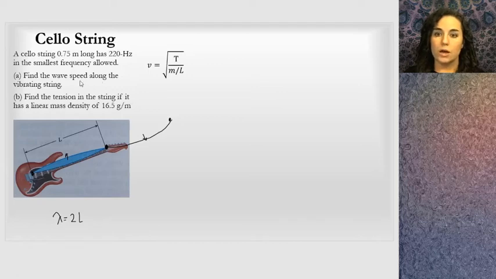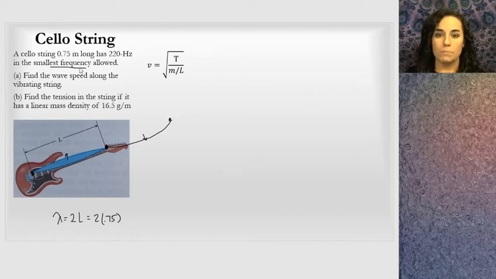Okay, so when it says smallest frequency allowed, those are the sorts of things that we're looking at, just to lay this out. So I have an idea of what's going on with the wavelength and the length. So they say the length is 0.75, and so the wavelength is actually going to be 2 times that.